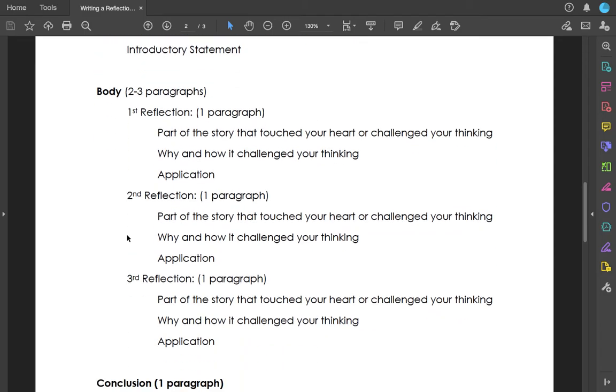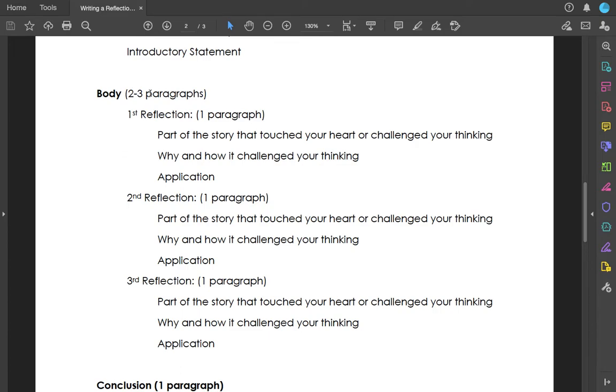So in the body, you can come up with two to three reflections, which means one paragraph for each reflection. Okay? Now, what does each paragraph look like? So the first part is the part of the story that touched your heart or challenged your thinking. You also mentioned this in our Padlet page. And so first you identify what part, okay? And don't focus on this too much. Don't make it long, all right? And then why and how it challenged your thinking. This is the reflection part.